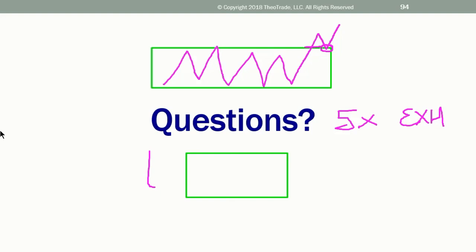Okay, one more question. Ash, does pattern day trading apply to futures? No, it does not. We discussed that on one of the first slides, that futures are ruled by the CFTC and NFA, and pattern day trading does not apply.